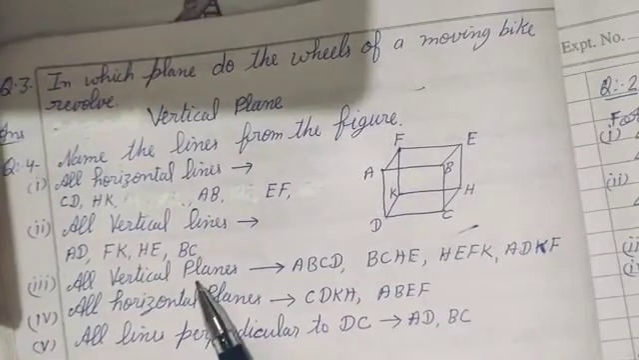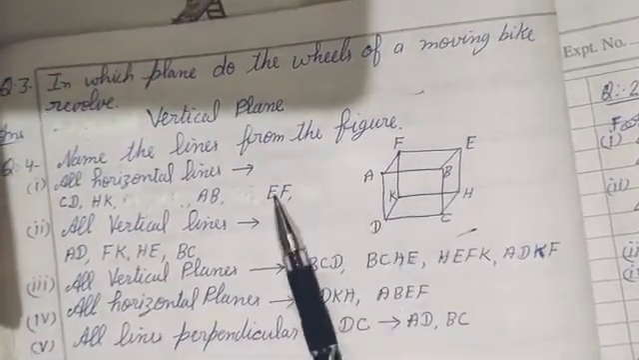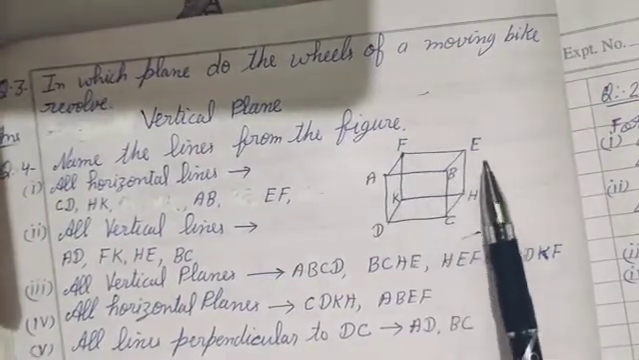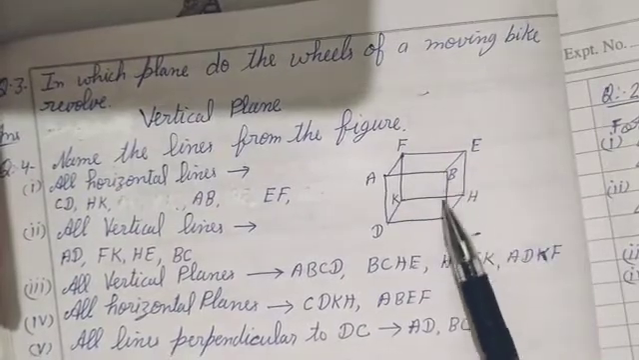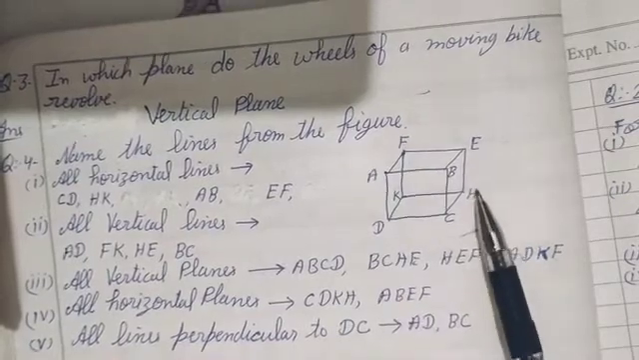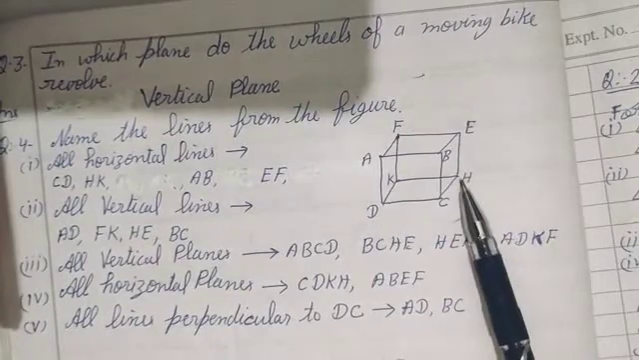All vertical planes means the planes which are in this position. So ABCD, EFKH, and this one is also BCHE and ADKF. You may write the name of a plane in any way. There is not a particular way to write the name of any plane.